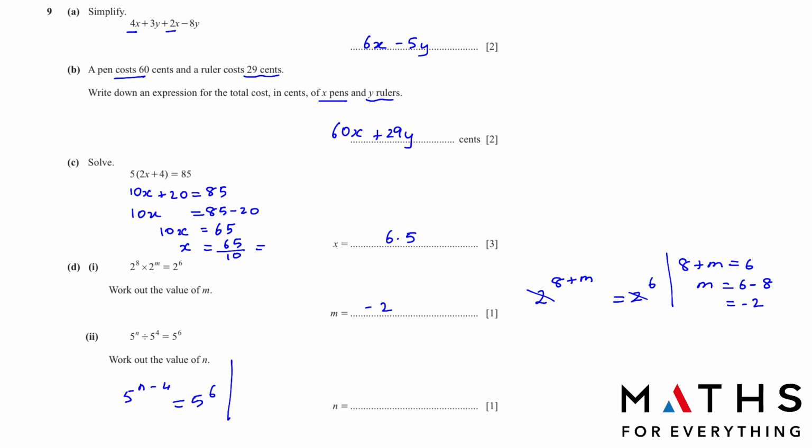Therefore, n minus 4, the 5 gets cancelled, is equal to 6. N is equal to 6 plus 4, which is 10.